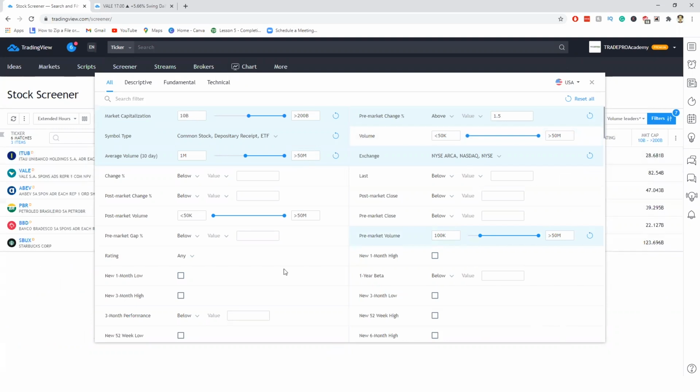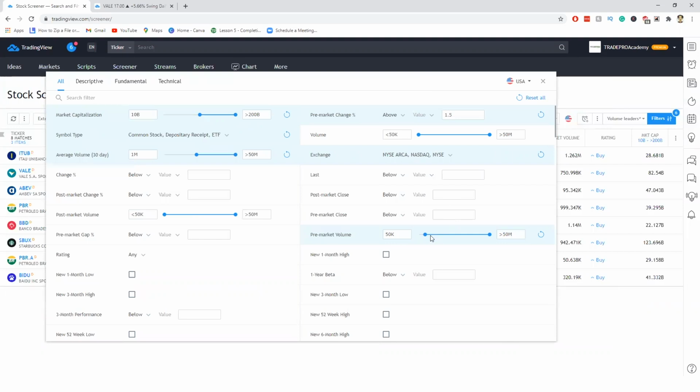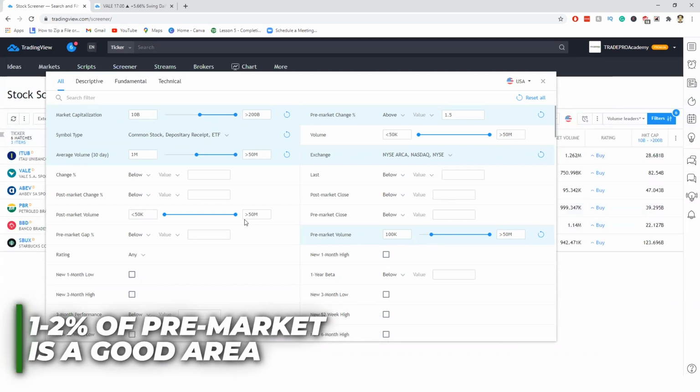And that actually dropped down the list, right? I like that. That's good. We forgot this one. So pre-market volume around 100 or 50,000, right? It narrowed down the list, so it gave us even fewer options, right? And then we're going to look at percent change. 1 to 2% pre-market is a good area.